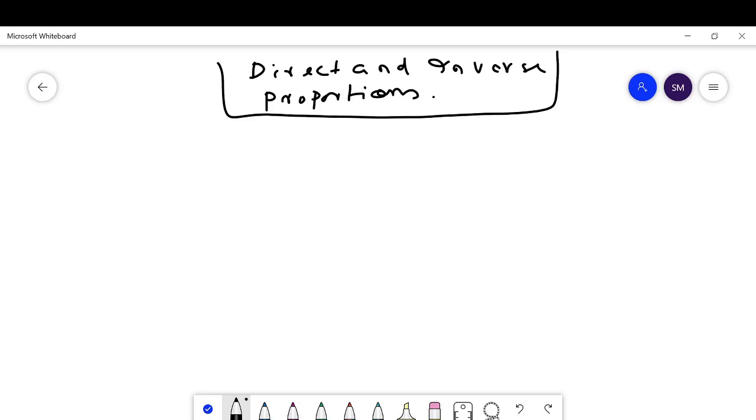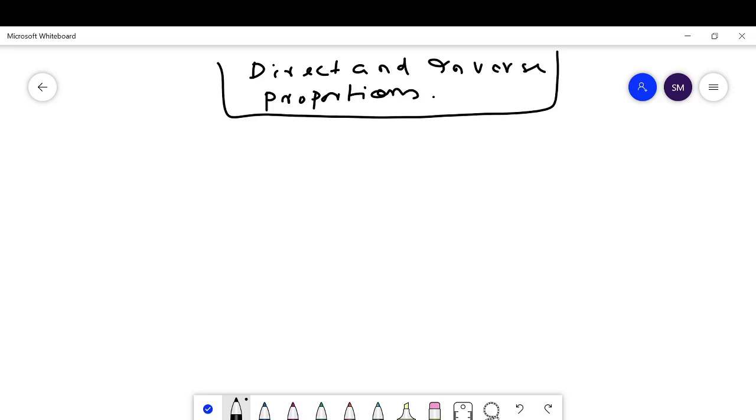In case of direct proportion, when the number of pencils increases, the amount increases. 2 pencils cost 8 rupees, then 4 pencils cost 16 rupees.